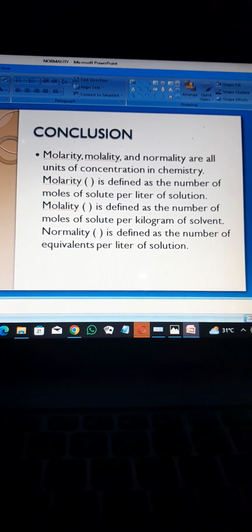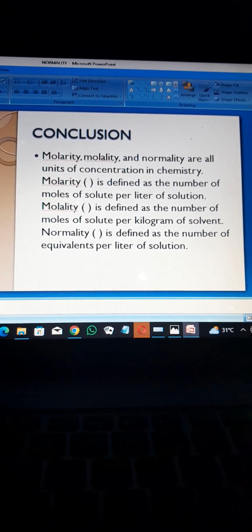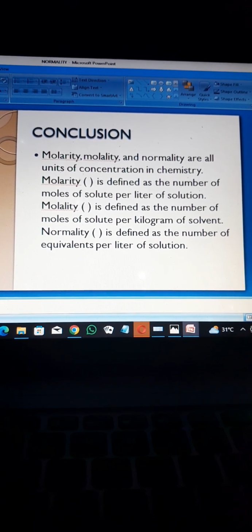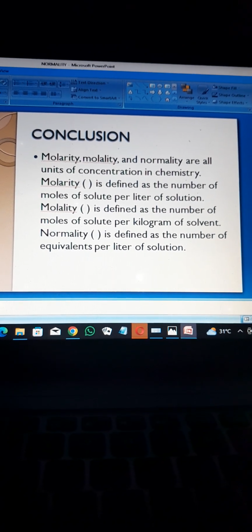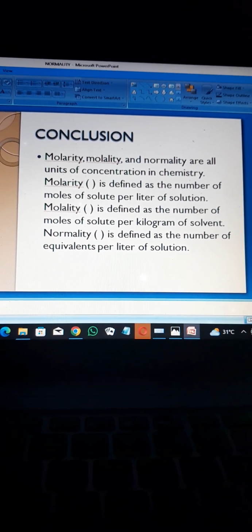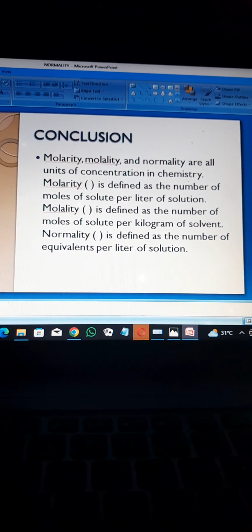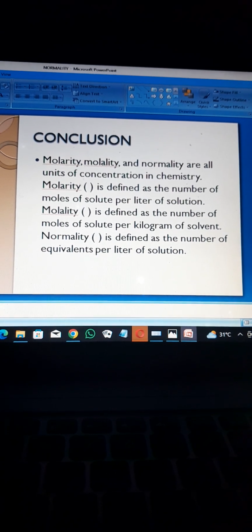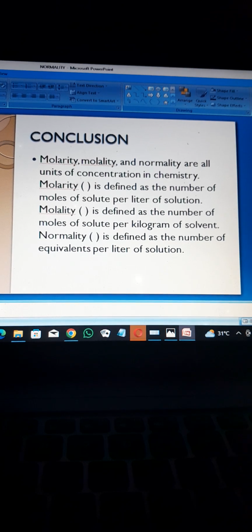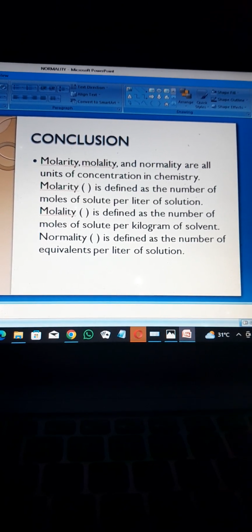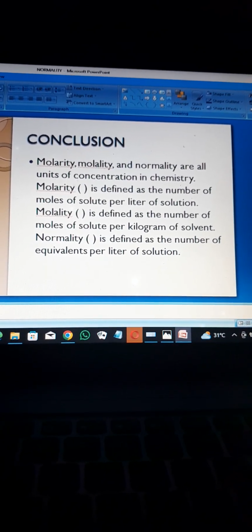Then come to the conclusion. Molarity, molality and normality are all units of concentration in chemistry. Without knowing them, we cannot do the chemical parameters. So before going to the chemical analysis of water and wastewater, we need some knowledge about molarity and normality. For better remembering, molarity is defined as the number of moles of solute per liter of solution. Molality is defined as the number of moles of solute per kilogram of solvent. And normality is defined as the number of equivalents per liter of solution.